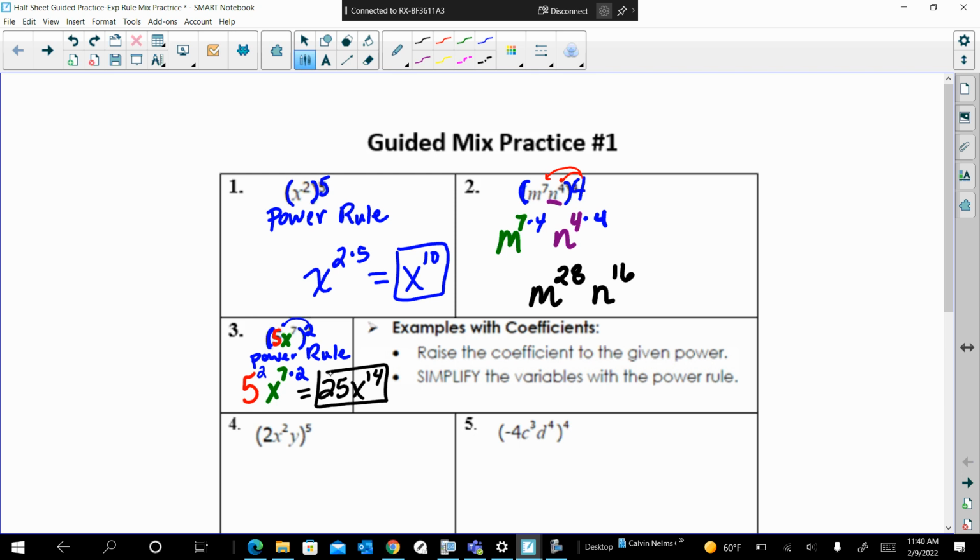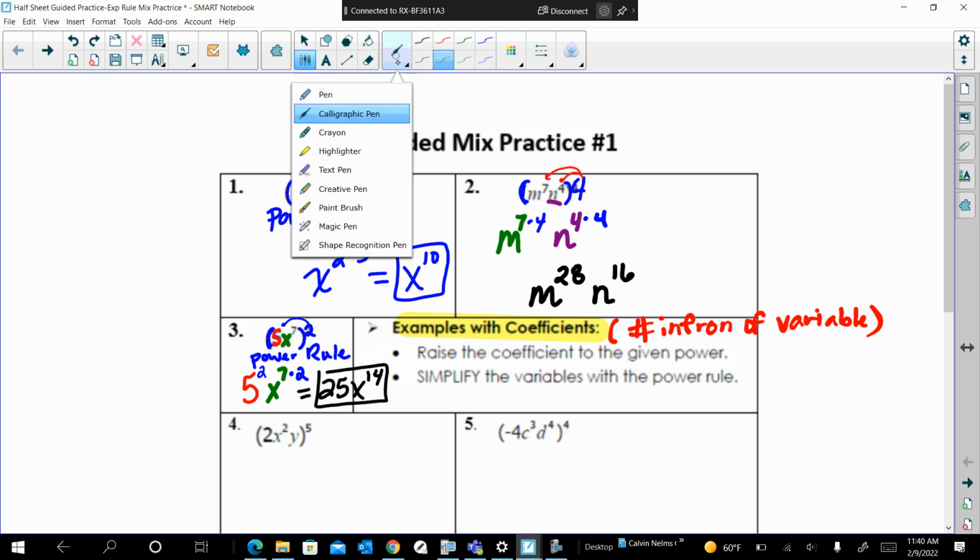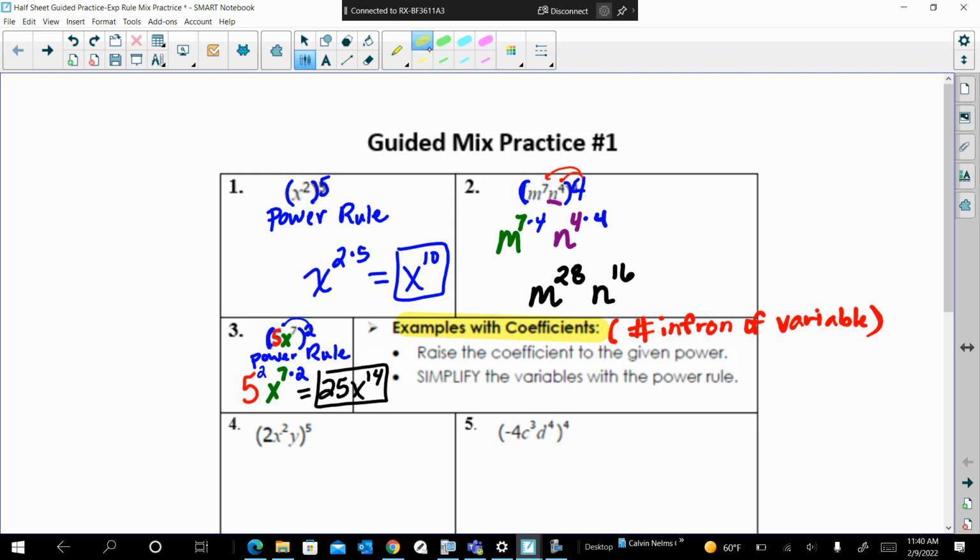So you might need to remember right here, this is just a little note, that examples with coefficients, remember that's your number in front of the variable. If you have a coefficient, you have to take that coefficient and raise the coefficient to the given power. Then simplify the variables with the power rule. Everything else is the power rule like we've used before.